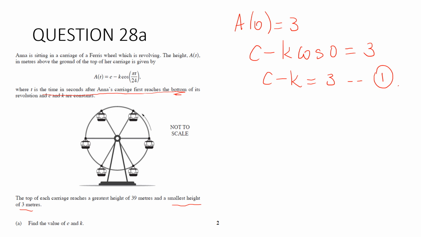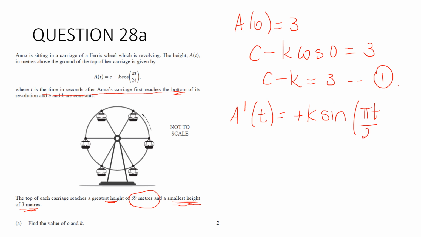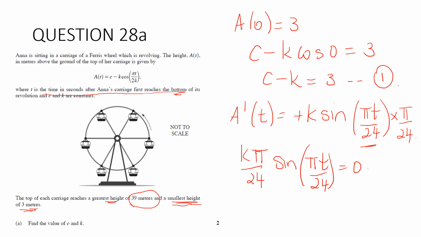The second thing we know is that in addition to having a smallest height of 3 metres, it has a greatest height, or maximum, of 39 metres. So let's differentiate this equation. So a dashed of t is equal to negative k times negative sine, so it becomes plus, pi t on 24 times by the derivative of the inside function, which is pi on 24. So k pi on 24 sine pi t on 24. We want to solve this equal to 0 to get these maximums and minimums. All right, so I can cancel all of that out. We're really solving sine of pi t on 24 is equal to 0.